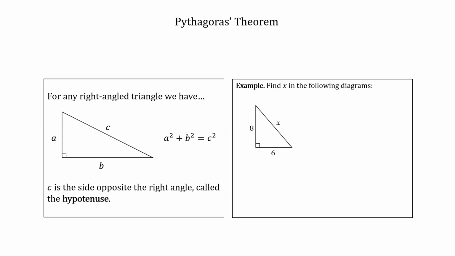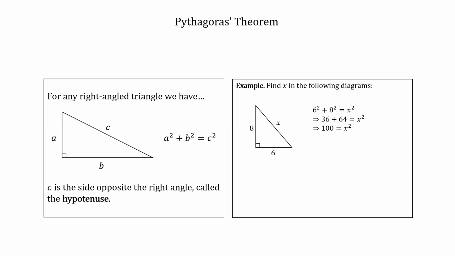So here is our first example. We have that the two shorter sides of this triangle are of length 8 and 6, and we want to find the hypotenuse x. So we simply plug into Pythagoras' theorem and we get that 6 squared plus 8 squared equals x squared. And from this point on, we just work out these numbers and then rearrange a bit to get x. So 6 squared is 36 and 8 squared is 64. So we have 36 plus 64 equals x squared. That's 100 equals x squared if you add them up.